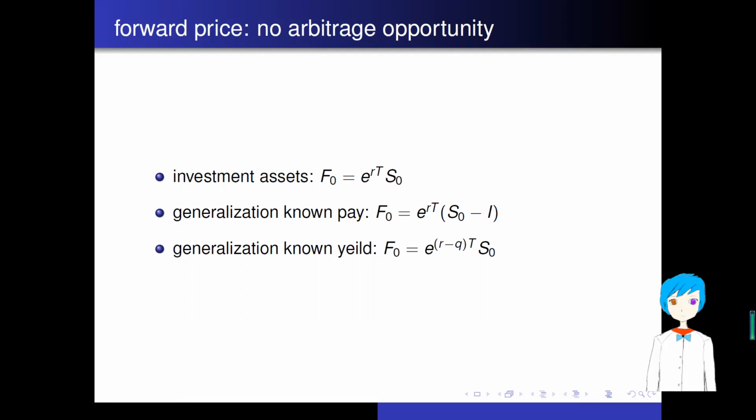If the asset provides a yield Q, which is proportional to the spot price, then there's another generalization of the forward contract price. F0 equals e to the power (R minus Q) times T, times the spot price S0.